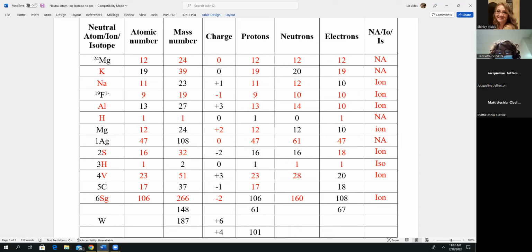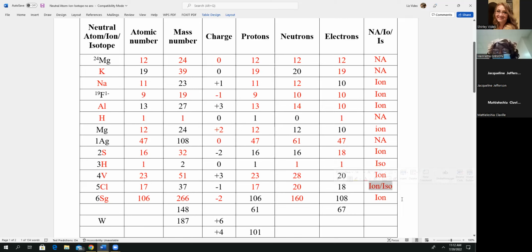Oops, nope, lower L, there we go. All right, so that makes this element chlorine, which if we subtract 37 minus 17, we get 20 neutrons. And we have a negative, which means we have an ion. And if the periodic table mass number is also 37, which is not, then we also have an isotope. So we have both an ion and an isotope. And yes, you can have an ion in an isotope.